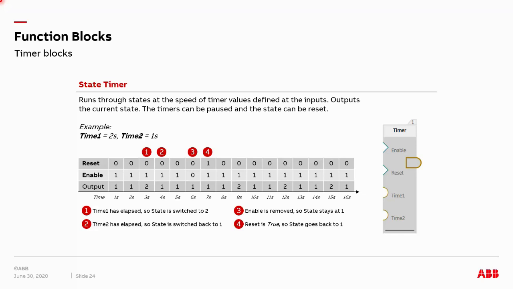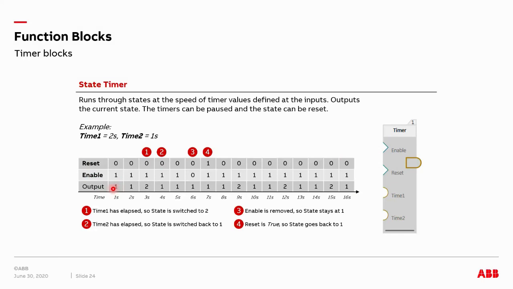I really like using examples with little tables. My example, I use two timers. I use time 1 equals 2 seconds, time 2 equals 1 second. And then I output a little table here with some time across the bottom on the x-axis. And then I show my states where my reset and my enable are inputs on my block. And then my output is just what state I'm going to be in.